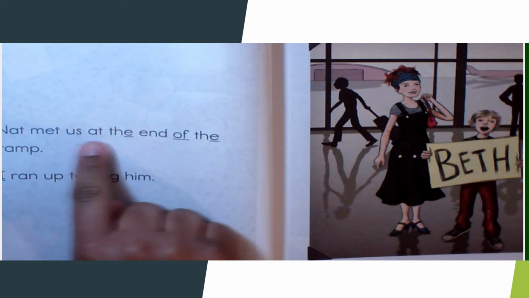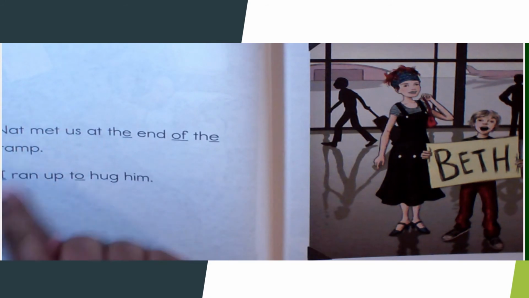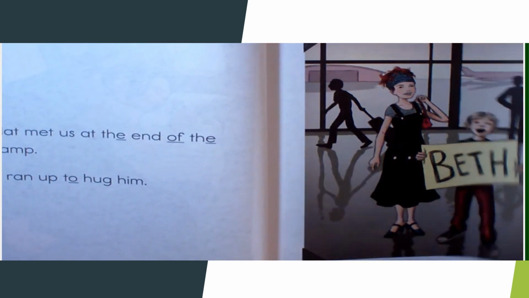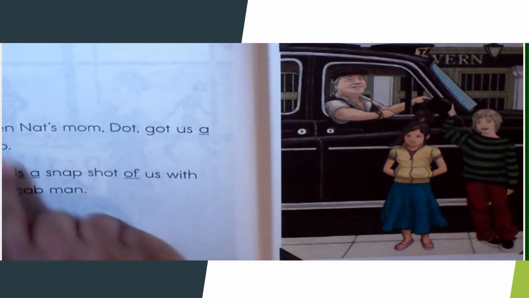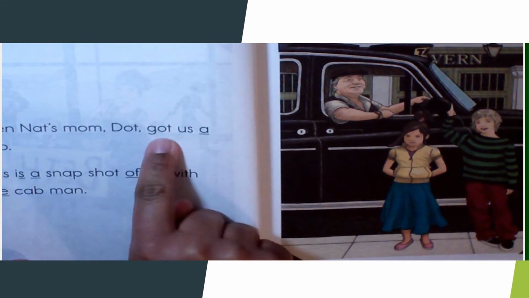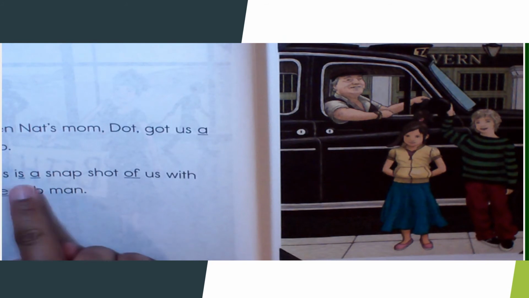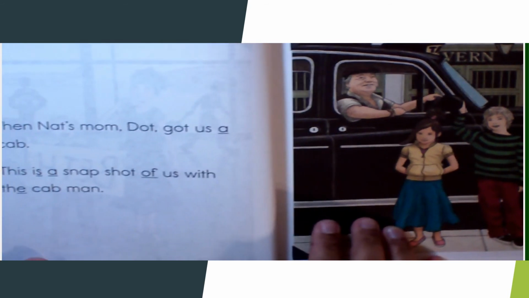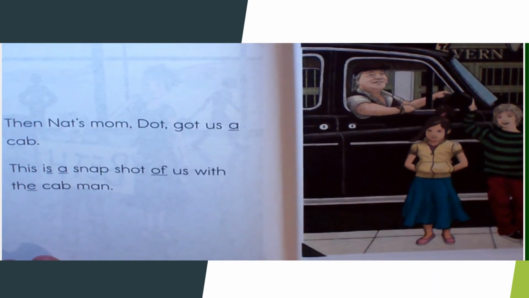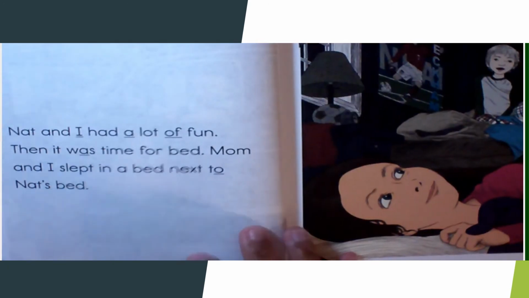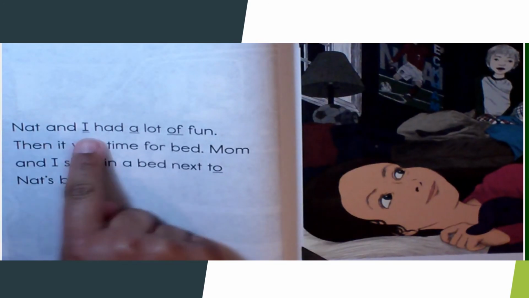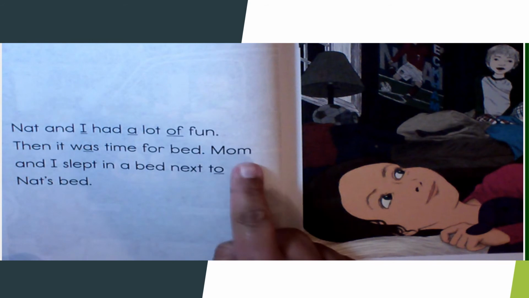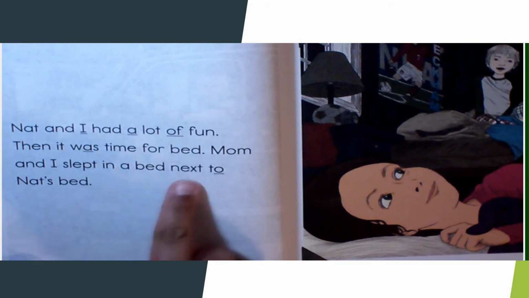Nat met us at the end of the ramp. I ran up to hug him. Then Nat's mom, Dot, got us a cab. This is a snapshot of us with the cabman. Nat and I had a lot of fun. Then it was time for bed. Mom and I slept in a bed next to Nat's bed.